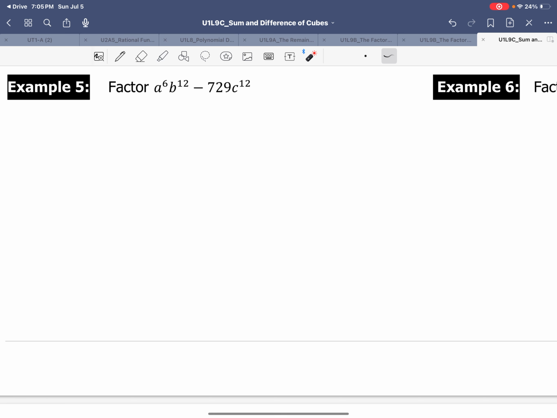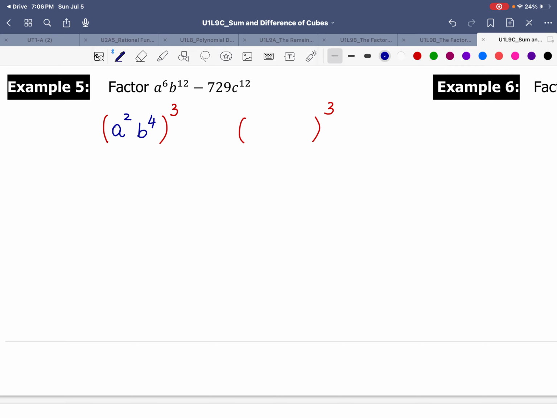Now, we'll continue with another example. Example 5. Again, we don't see powers of 3, but as long as we see powers that are multiples of 3, we're good to go. And the way we want to think is write brackets with powers of 3 out, and then think, okay, what numbers do I have to put in here to reproduce what I had? So a to the 6 means that we need an a squared here, and for b to the 12 means that we need a b to the 4 in here. And for 729, we're going to check and see if 729 is a perfect cube.